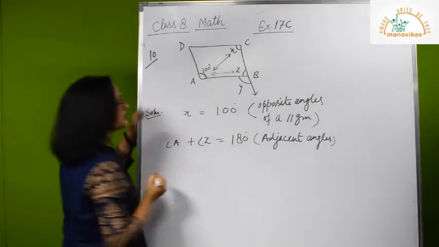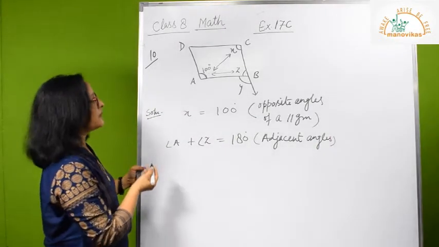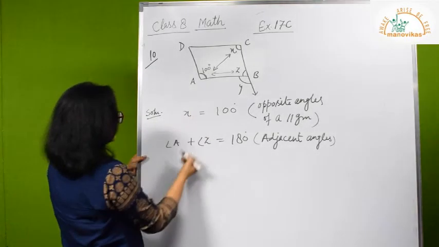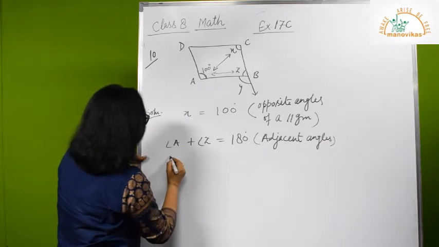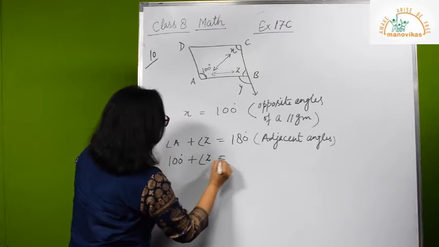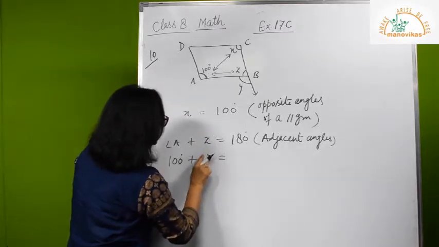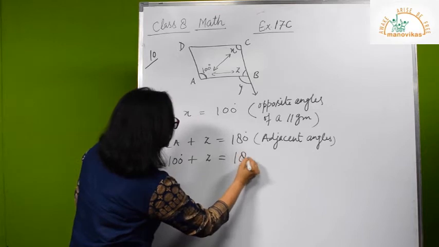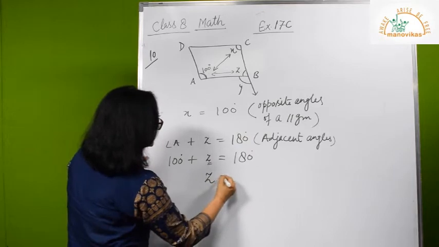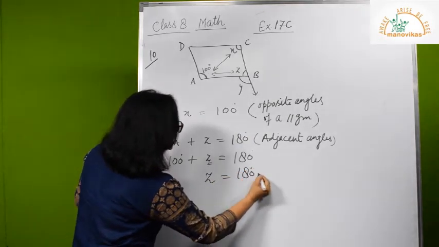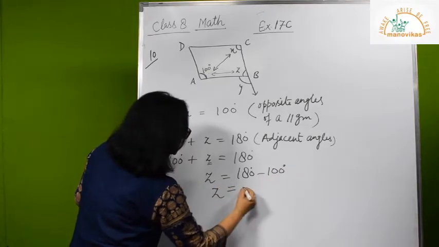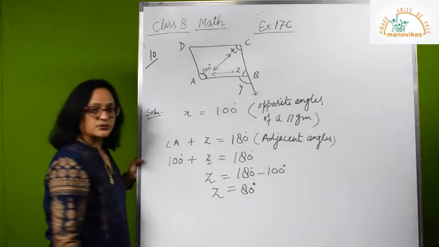Children, you have to remember all the properties of a parallelogram, either angle wise, side wise or diagonal wise. Then it will be easy to solve any question. Now here we can put the value of A. It is 100 degrees. Z we have to find. So it is 180 degrees. So 100 you have to take to the other side. So Z is equal to 180 minus 100, and this is equal to 80 degrees. So we have found Z is equal to 80 degrees.